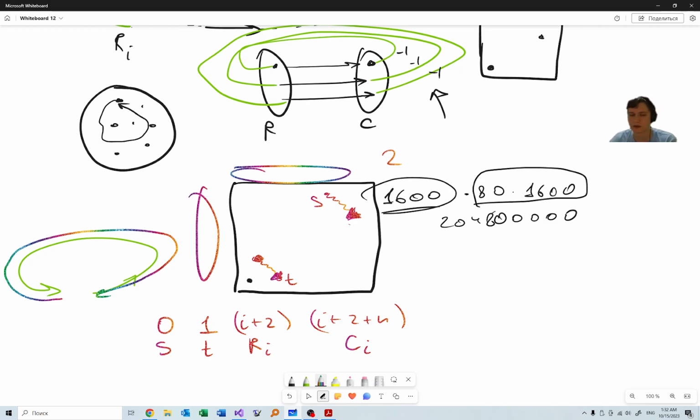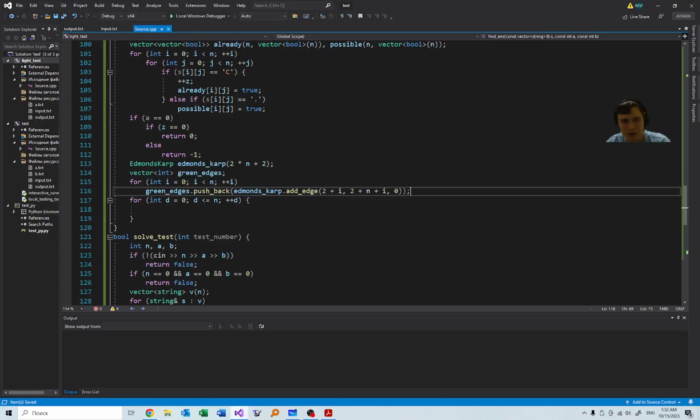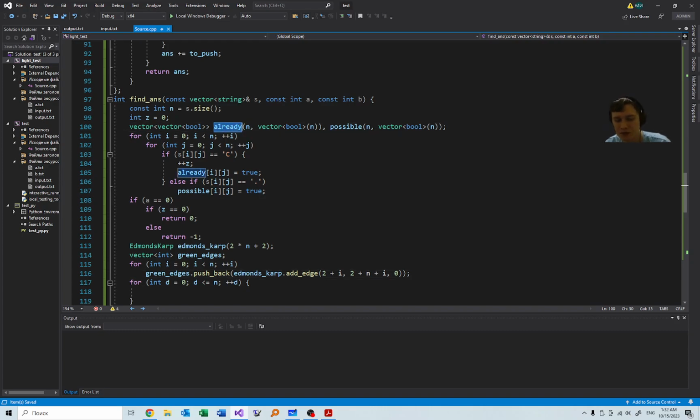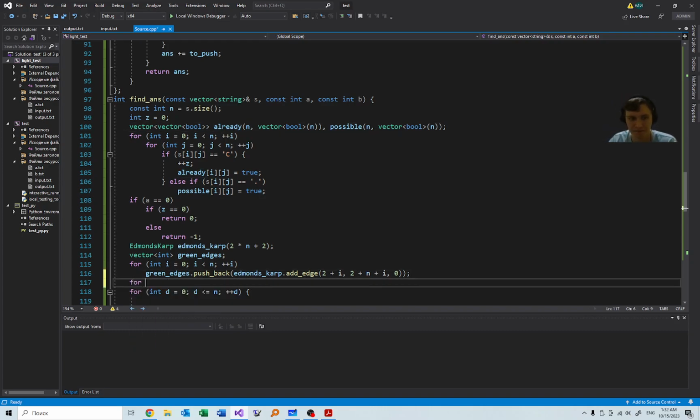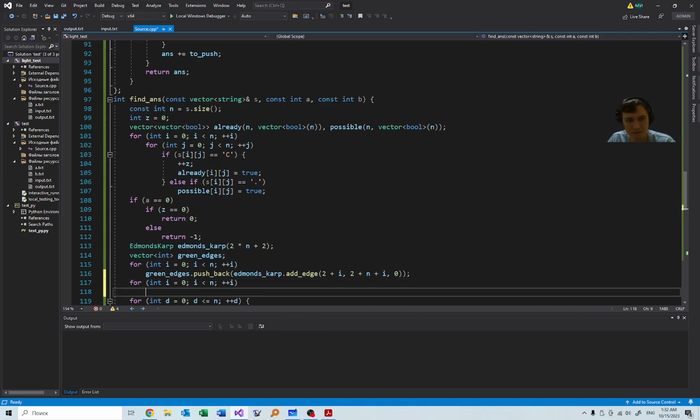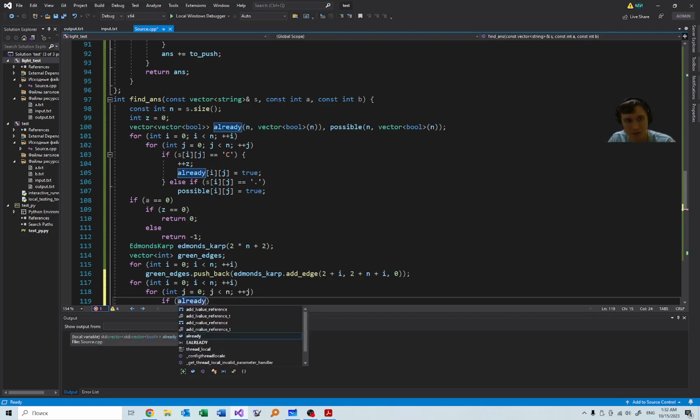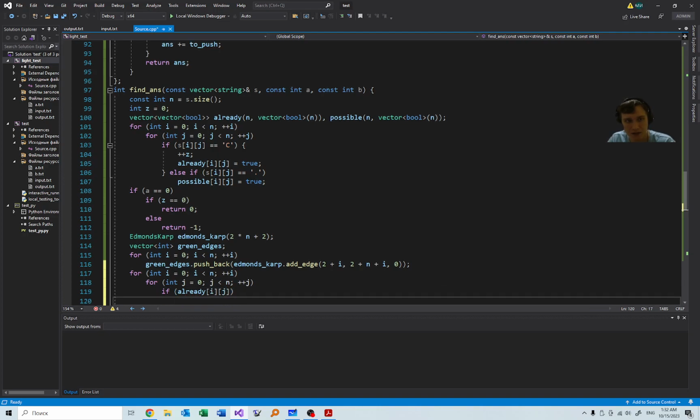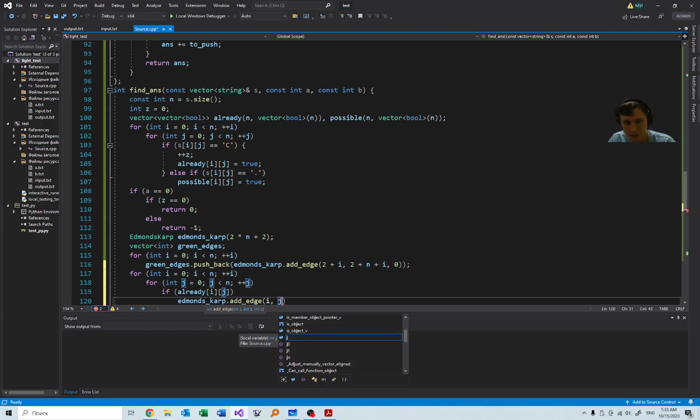For each pair of already put components, if already ij, then I add an edge from I to j of capacity.